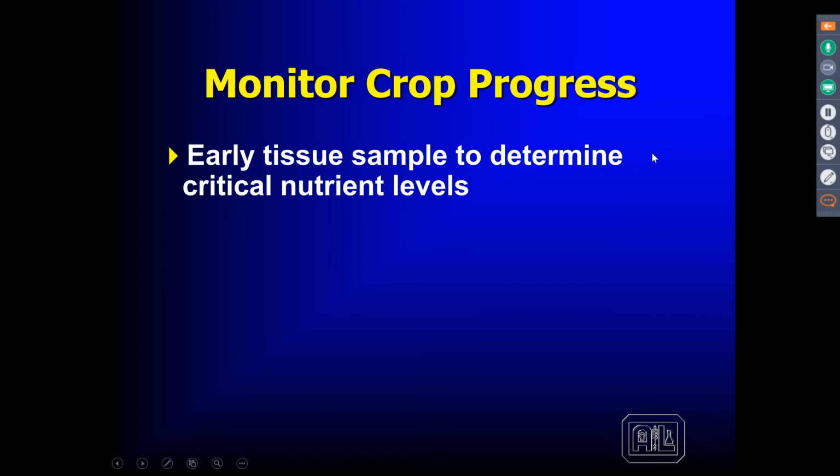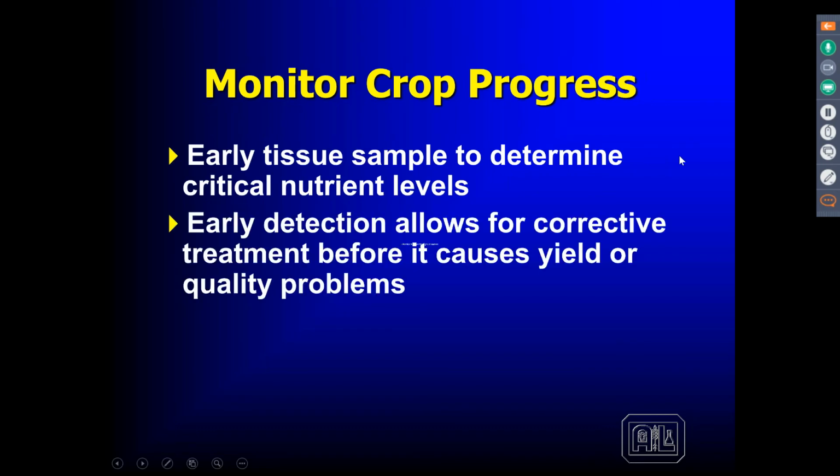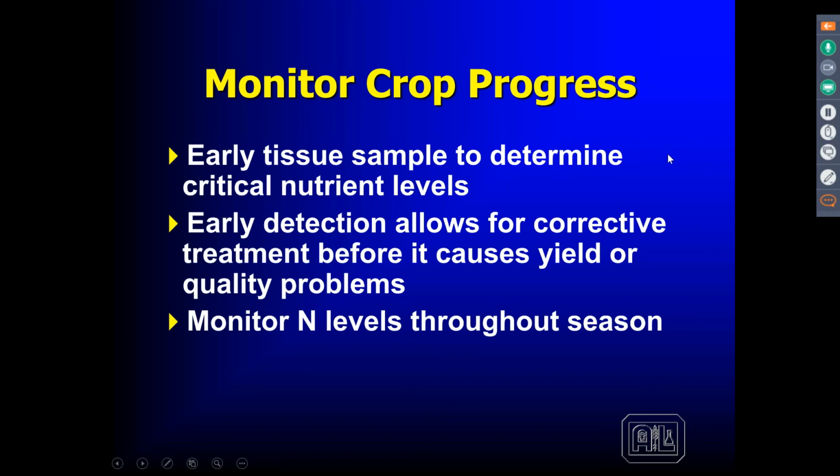The longer we leave it, the harder it is to correct that problem and the more yield and quality we lose. So early detection allows us to put correctives in place quicker. We use this monitoring program we're going to talk a lot about today to monitor particularly nitrogen levels throughout the season.